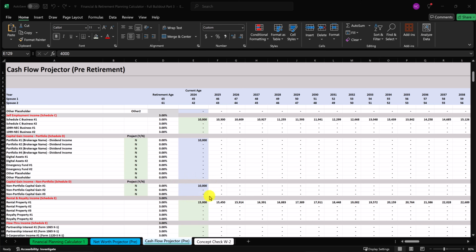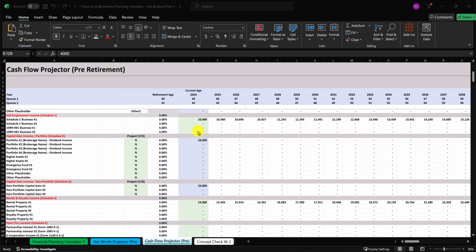This item would be in 2024 or whatever the current year is, and then the rest would be zero going out into the remainder of the projection. On the other hand, with capital gains and losses that are related to your portfolios, you will have to decide for yourself what makes the most sense under your specific fact pattern.